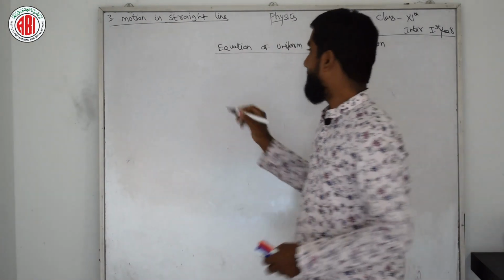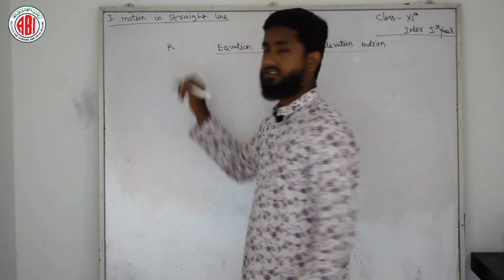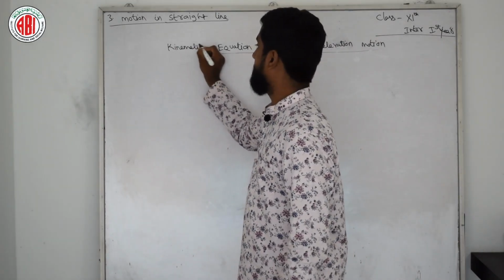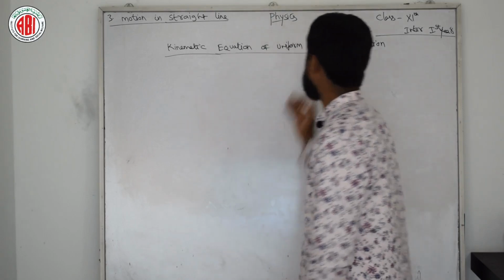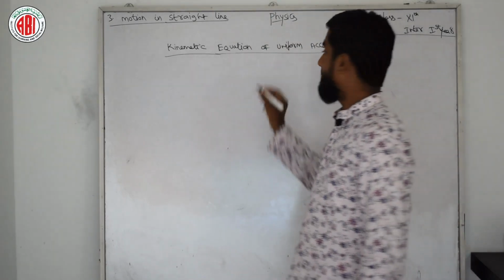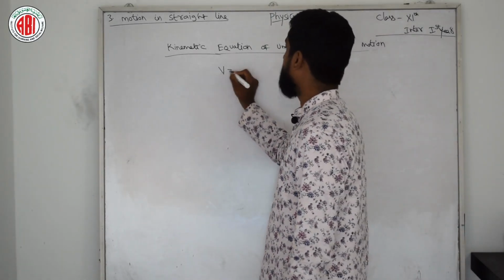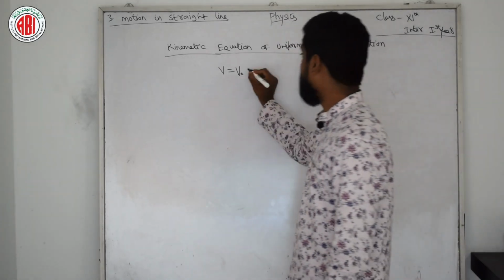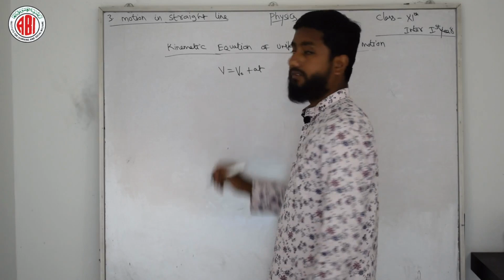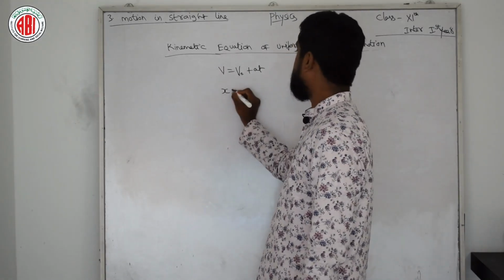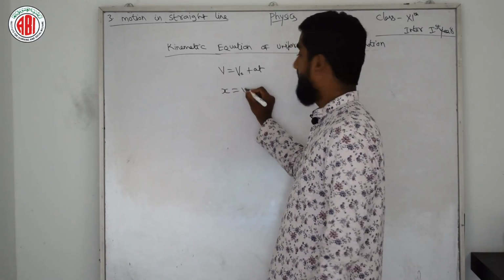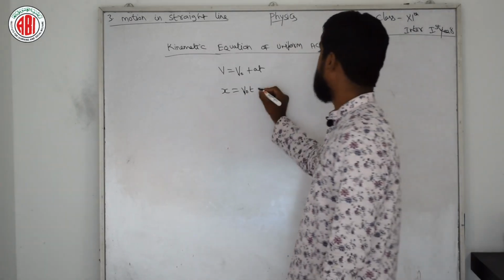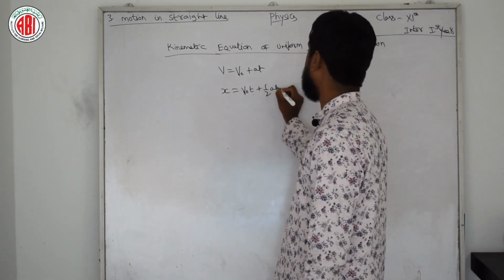Hope you have copied. We have one more type of equations with us, the kinematic equations of uniform acceleration motion. For the kinematic equations, we have v is equal to v naught plus at, and one more equation, s is equal to v naught t plus 1 by 2 at square.